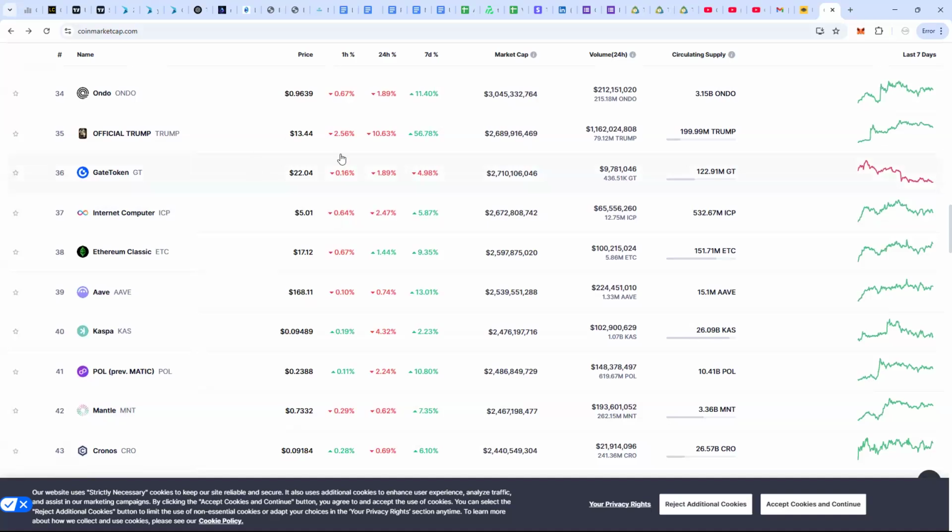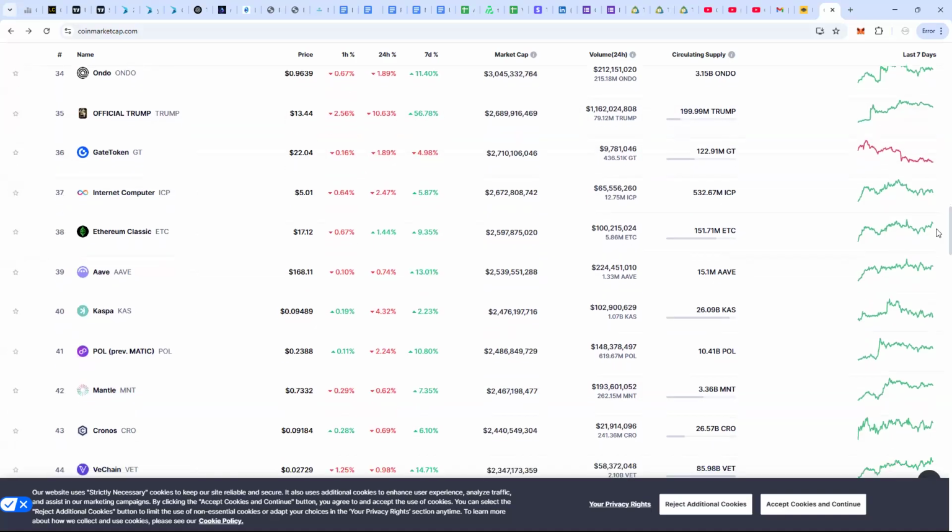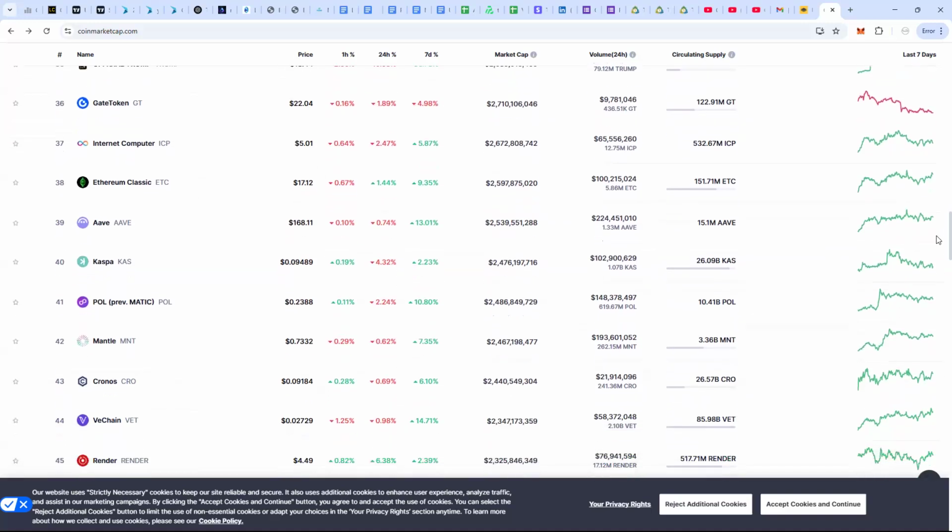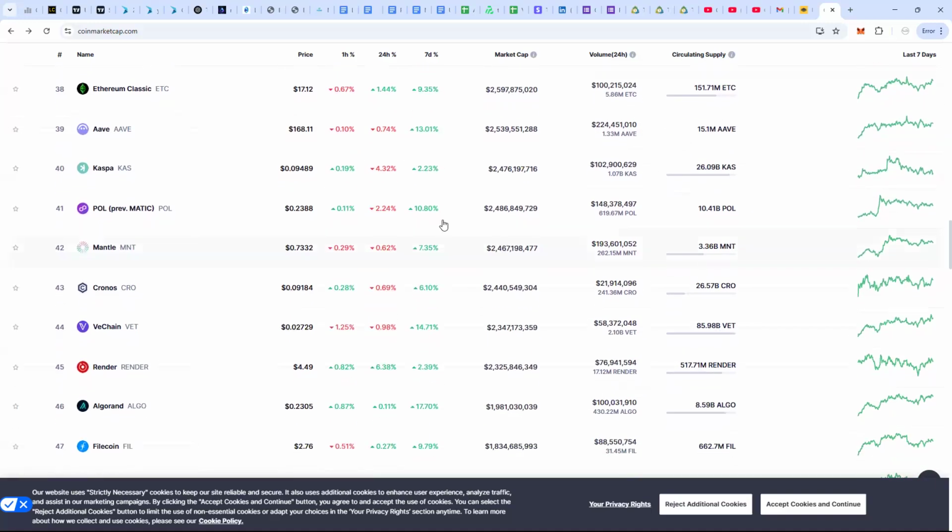Well, look at the Trump coin. It went up 56% in the last week. It's down 10% though today. All right, Maddox. This is Maddox right here. It's a lower coin. It's under 25 cents. And it went up 10%. So those are the ones that I'm getting right now.